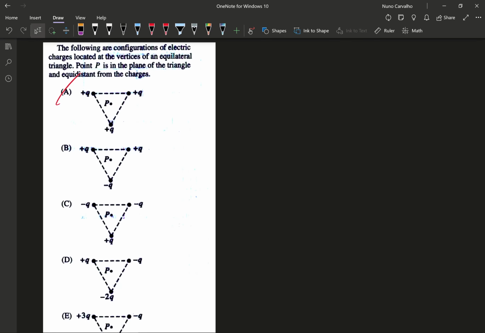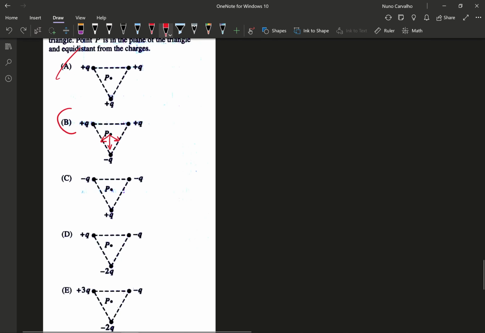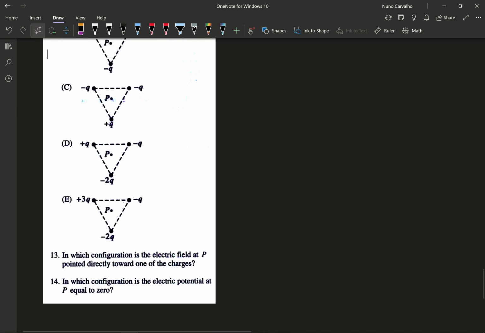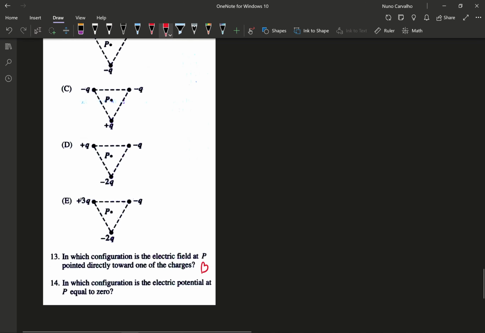For B here, we're going to have a field that's going like this, a field that's going like this, and by the way, that's from this and this respectively. And then from here, we're going to have a field that's in this direction. Well, the x components of these two electric field vectors will cancel out, which is to say that it will all point down into the negative q. And so I already know here that the correct answer choice is B, but you can also try with the others and you'll see that none of them will point to another charge. So the correct answer here is B.